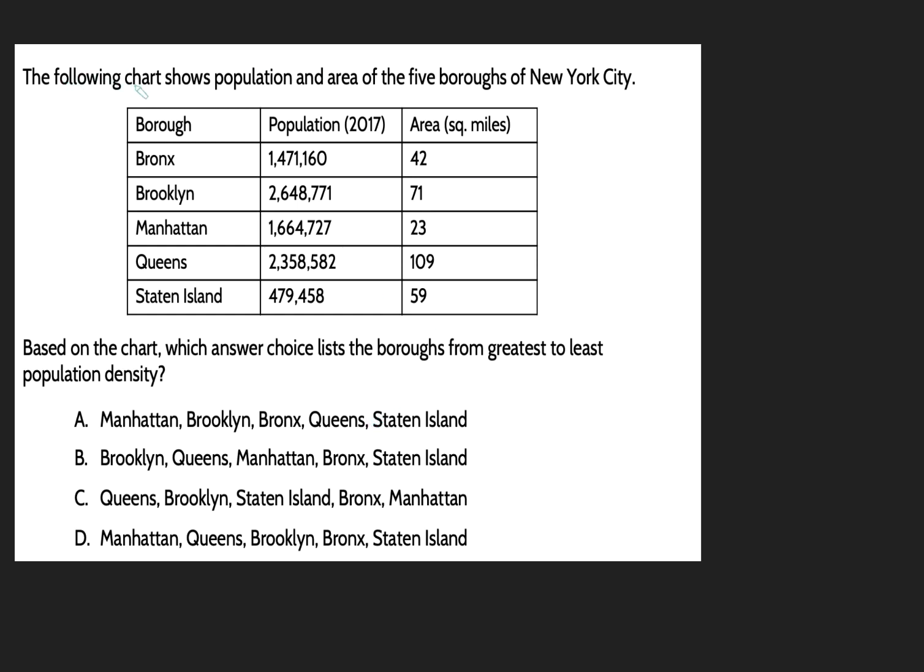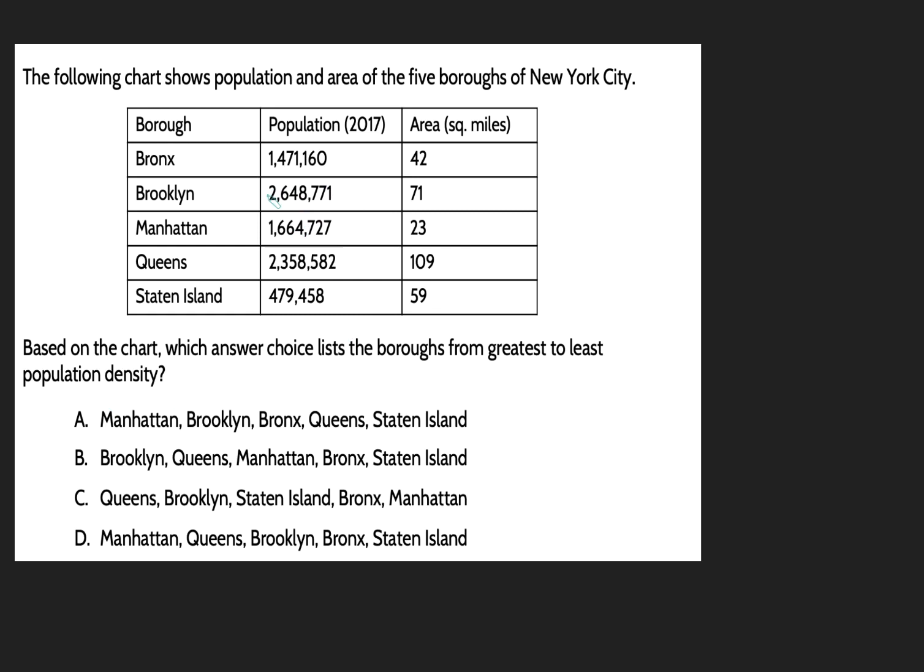So it says here, the following chart shows population and area of the 5 boroughs of New York City. Here's your borough, the population of 2017, and the area in square miles. And we have all the 5 boroughs: the Bronx, Brooklyn, Manhattan, Queens, and Staten Island. Don't forget Staten Island. And it says, based on the chart, which answer choice lists the boroughs from greatest to least population density?